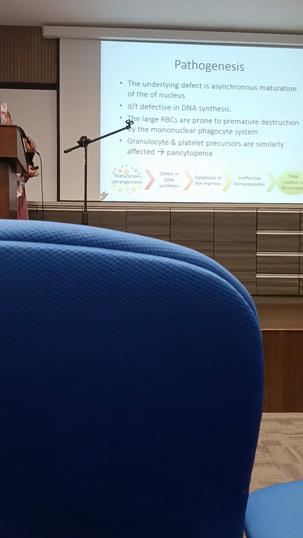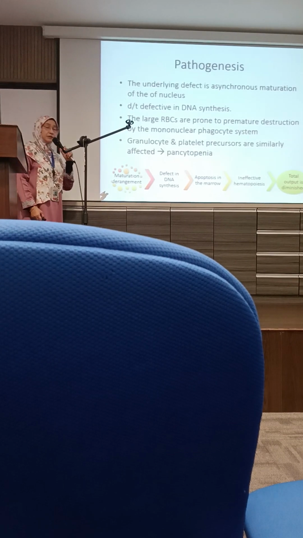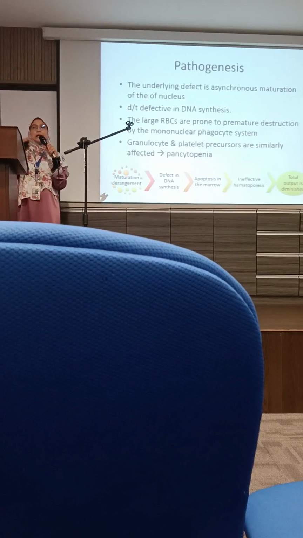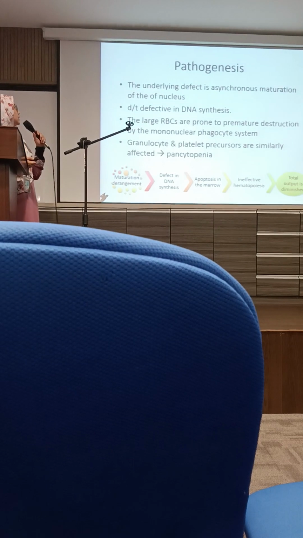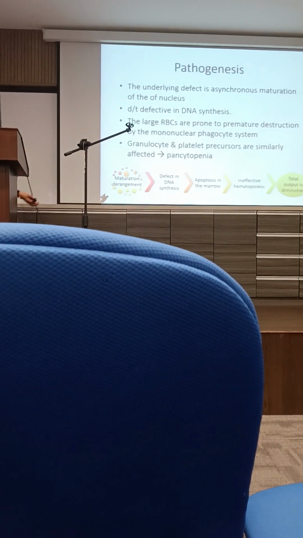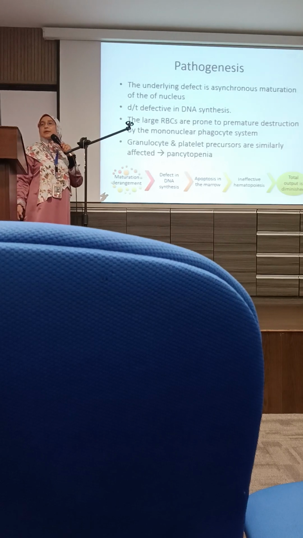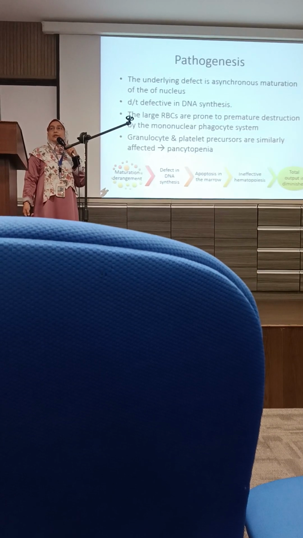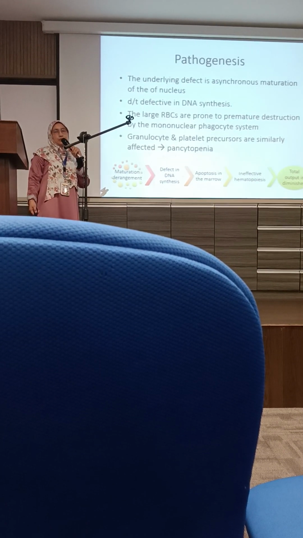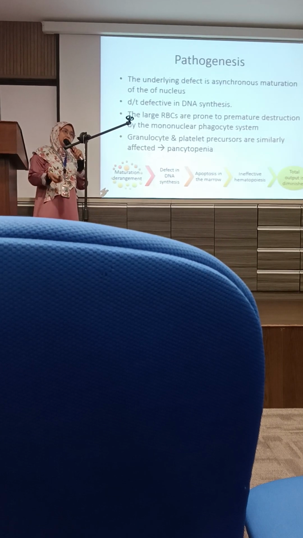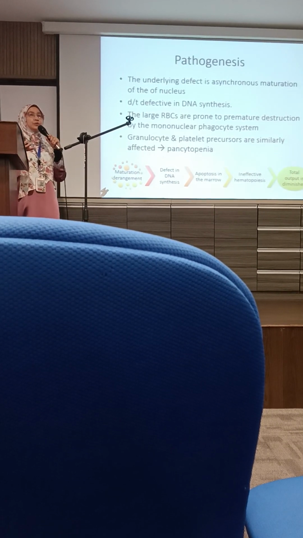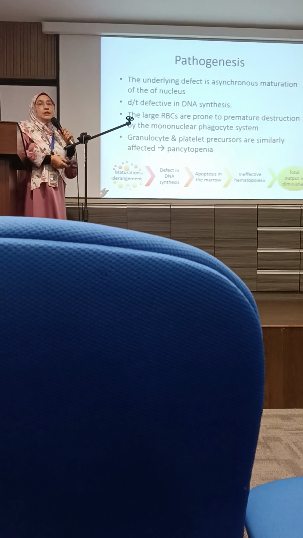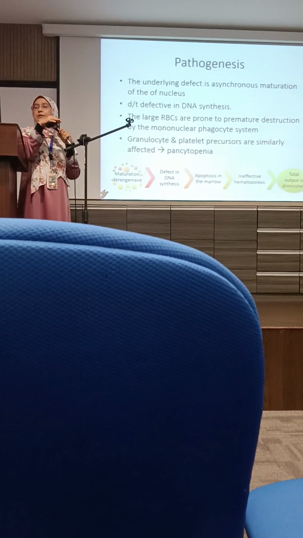So the pathogenesis, the underlying defect is asynchronous maturation of the nucleus. Cytoplasm matures but the nucleus is delayed due to defective DNA synthesis. These abnormal cells which are large are prone to premature destruction by the phagocytic system. And not only the red cell is affected, the white cell and platelet are also affected, because megakaryocyte and white cell precursors also have a nucleus. So all cell lines are affected. They don't only have anemia but pancytopenia. Everything is low: white cell low, platelet low, red cell low.